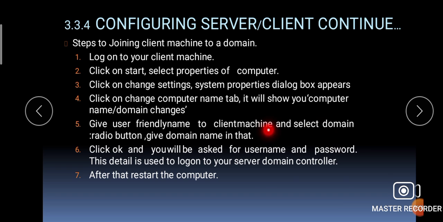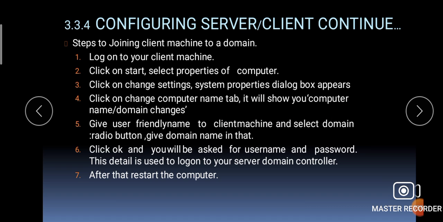It's known as a domain controller. So the steps for joining a client machine to a domain are as follows. Log on to your client machine, click on Start, select Properties of Computer, then click on Change settings. Select Properties, the dialog box appears, then click on the Change computer name tab.